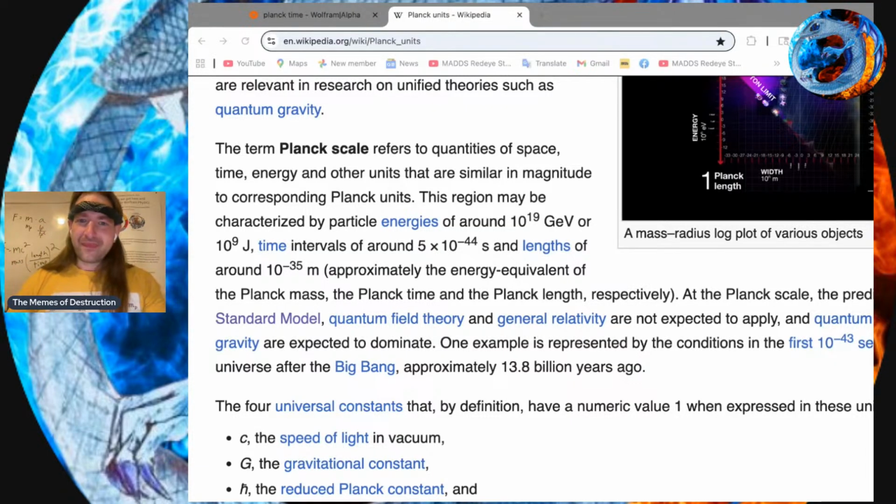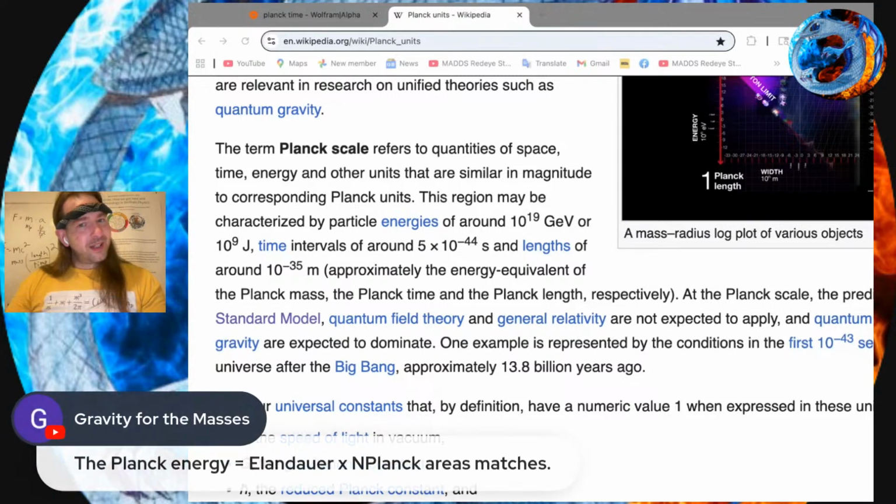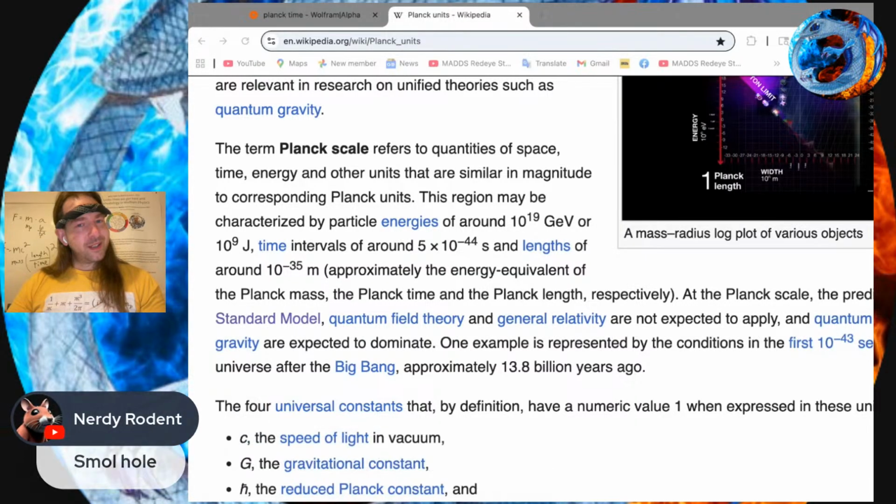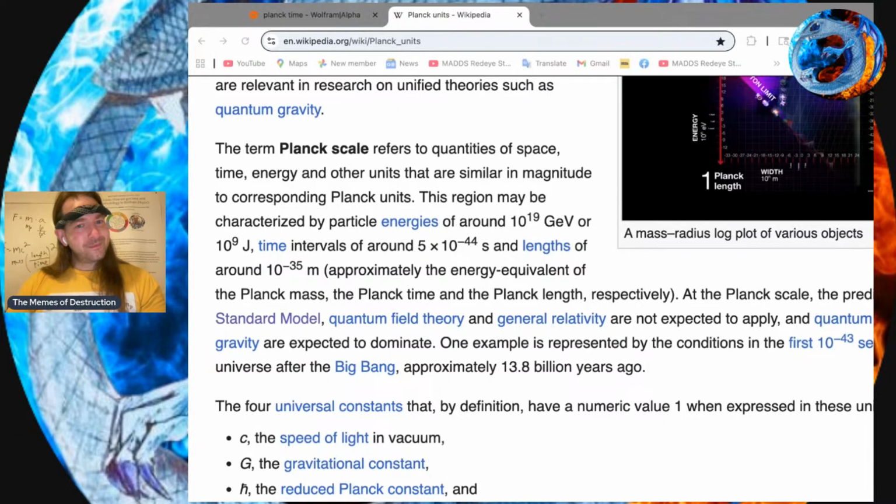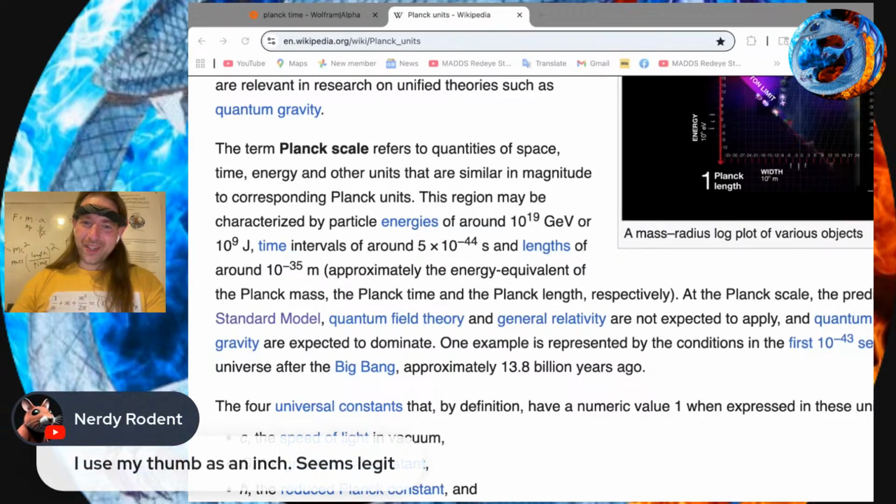All right. Let's see. Planck energy, Boltzmann, or Planck area matches. Oh, okay. Not everybody might know what that is. It's Boltzmann, something basically thermodynamics and stuff. I think there's a logarithmic property there.